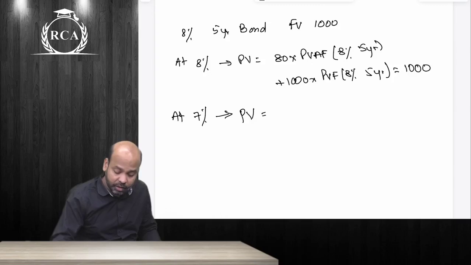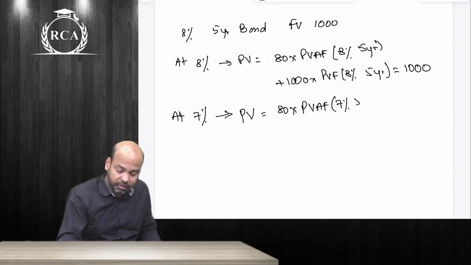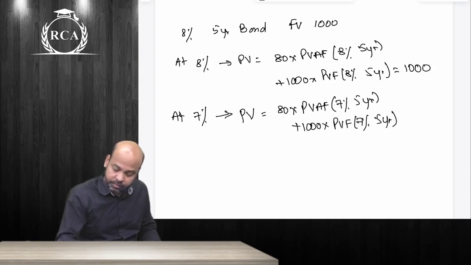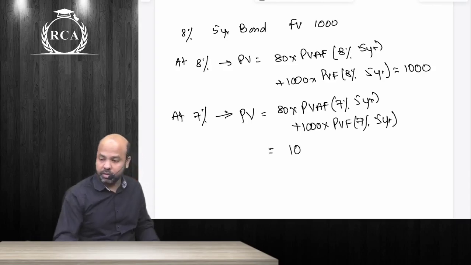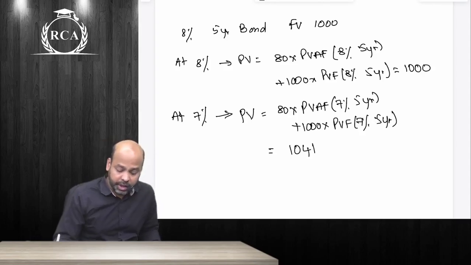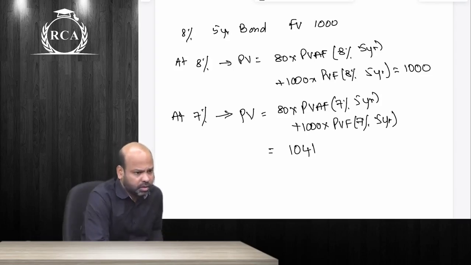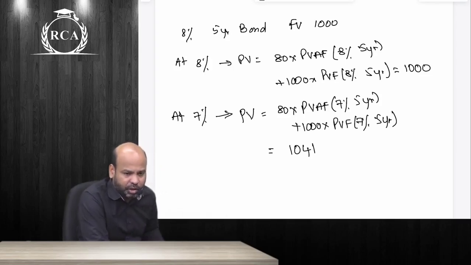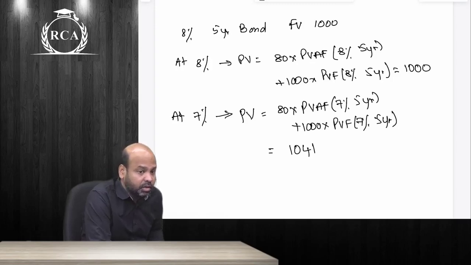So the present value, can someone calculate, guys? 80 rupees into PVAF at 7% for 5 years plus 1,000 rupees into present value factor at 7% for the 5th year. 1,041 rupees, beta, will be the value of the bond. So in case you invest in this bond, beta, when the yield was 8%, and after that the yield decreases to 7%, the value of the bond will immediately increase to 1,041 rupees. समझ में आ रहा है, नहीं आ रहा है?